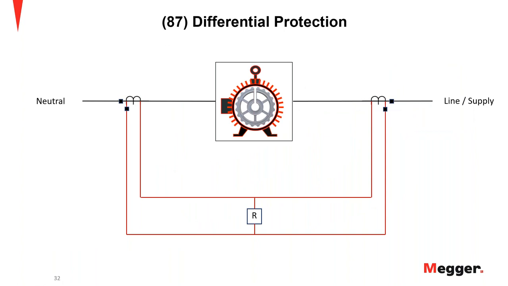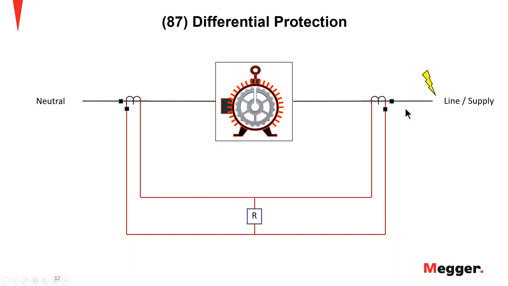So how does the differential current work? The basic principle of how differential protection works is that within our protected zone of our CTs, we have our motor, and then we have neutral and line side. This is just an example, showing you how the protection goes.